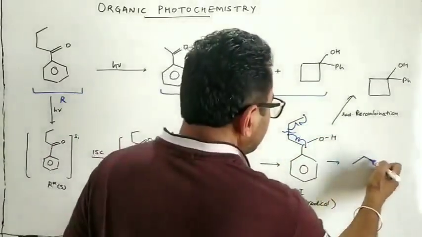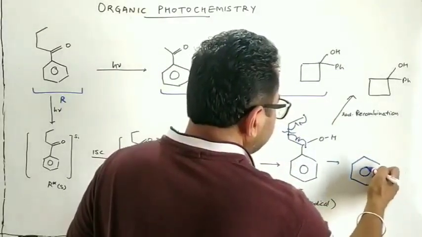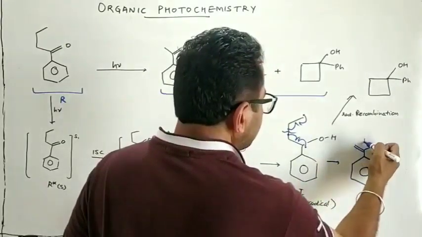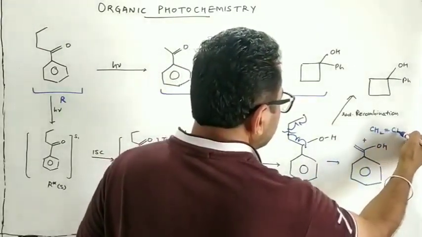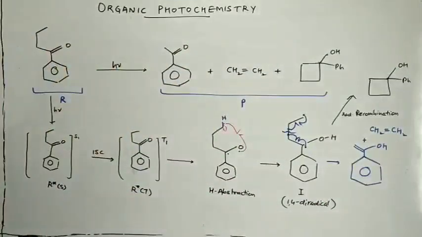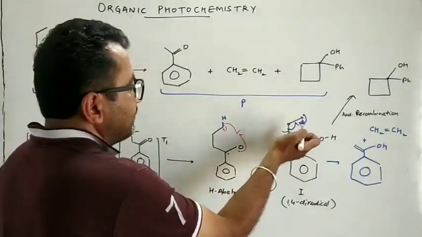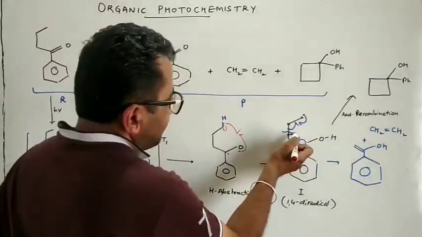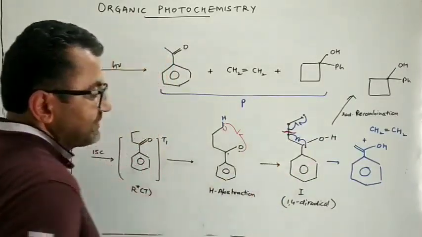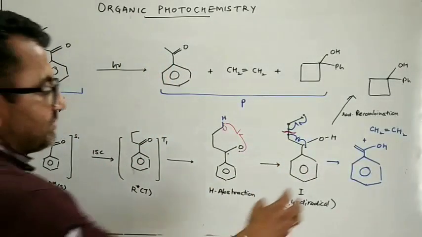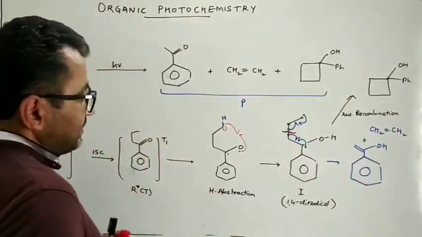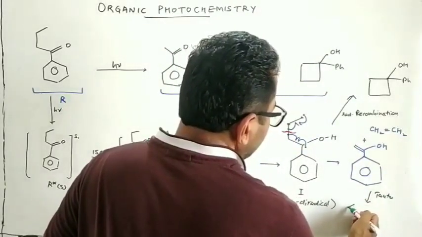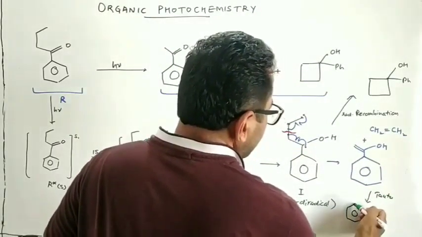So what is the product? Product is like that. We have an OH here and a double bond here, plus CH2 double bond CH2. This carbon and this carbon form CH2 double bond CH2, because the cleavage of this bond takes place. Okay, so one species is this, another is this. The species which is formed here undergoes tautomerism to produce the final product, which is like this.